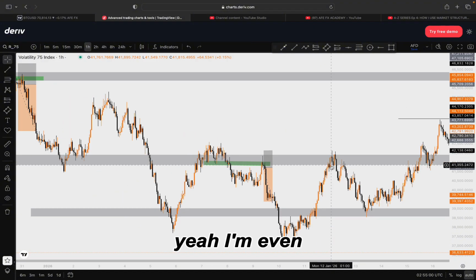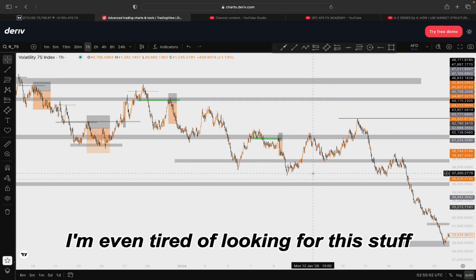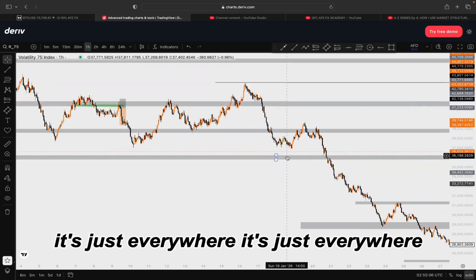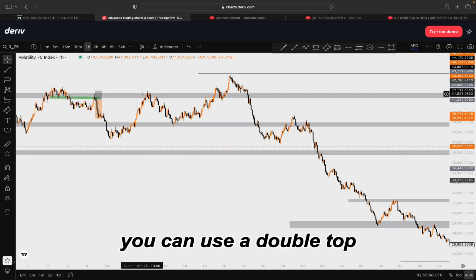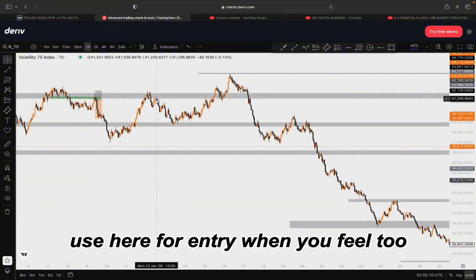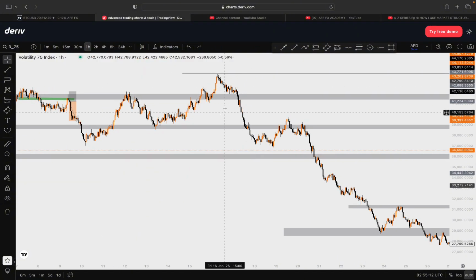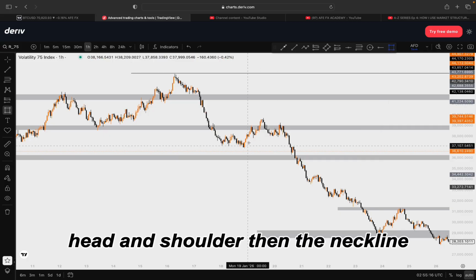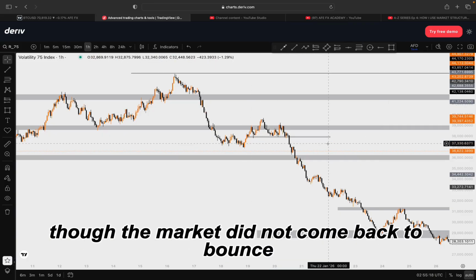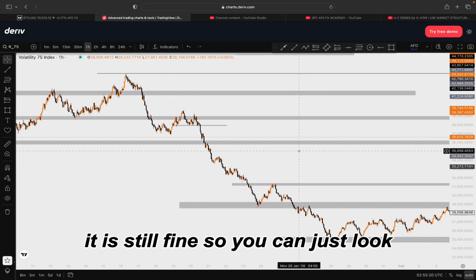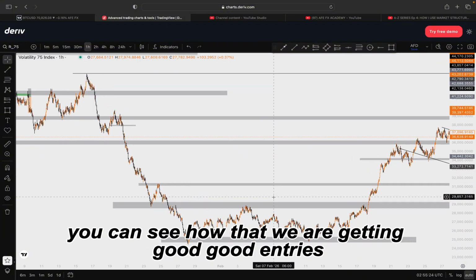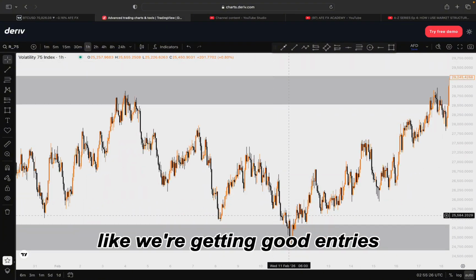Yeah, I'm even tired of looking for this stuff because it's just everywhere. You can use a double top here for entry, 1:2. There's nothing here. Head and shoulder, then the neckline, though the market did not come back to bounce, it is still fine. You can see how we are getting good entries.